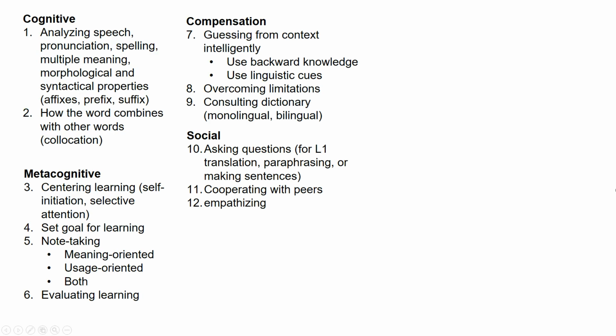The next strategy is social strategies. The first one is asking questions. For example, ask questions about L1 translation, or ask the teacher to paraphrase the unknown words in simpler English, or ask teachers to make sentences for the unknown words. And number 11 is cooperating with peers. For example, organize a vocabulary study group so students can help each other to acquire more vocabulary. Number 12 is empathizing. Try to show support and receive help or encouragement from peers.